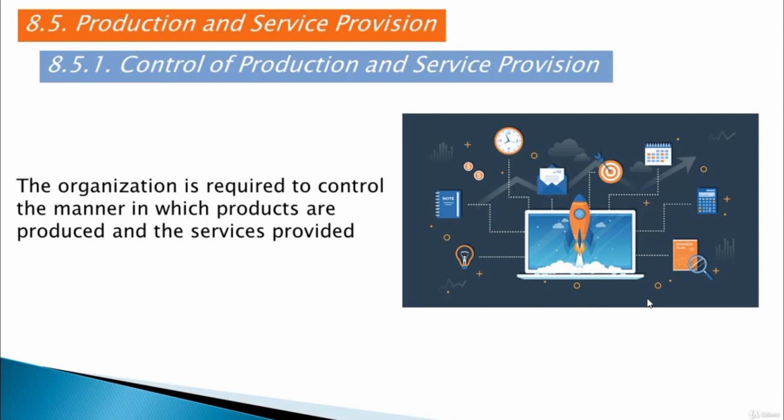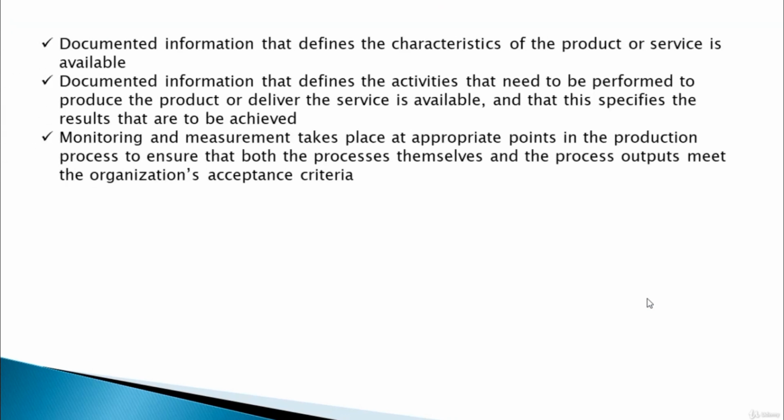So, the organization should seek and record evidence that it has controlled the conditions by which the products or services are provided, ensuring that documented information that defines the characteristics of the product or service is available. So information that describes the product or service. Also documented information that contains the activities that need to be performed to produce the product or deliver the service, and that this specifies the results that are to be achieved.